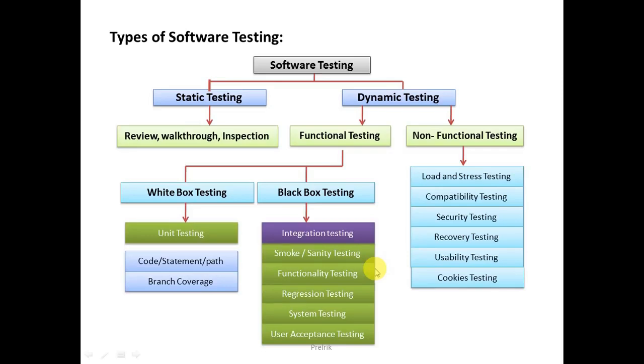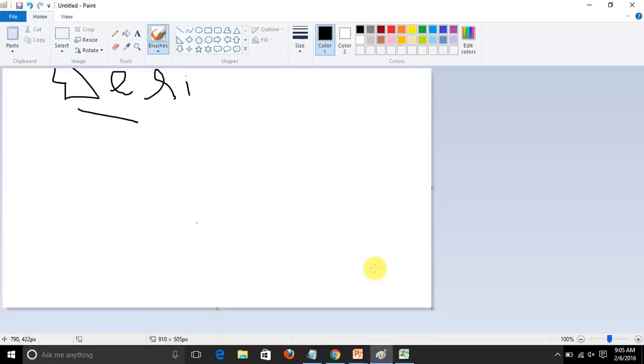Until a user logs in, he won't be able to check the my account page and many other things. In the same way, if a user is not able to make any payment, if there are some payment related issues, then further levels of testing cannot be executed. So this will come under smoke and sanity testing. There is a difference between smoke and sanity that I'll try to explain here using MS Paint.